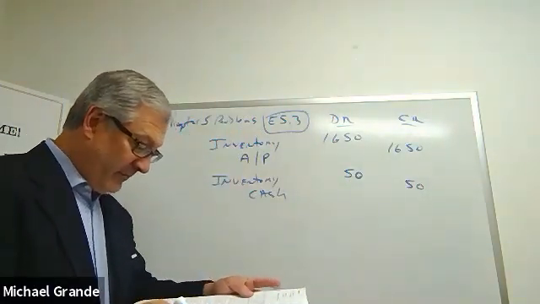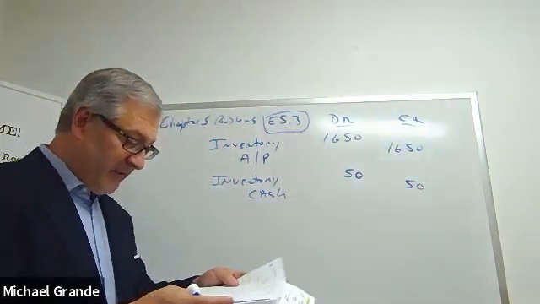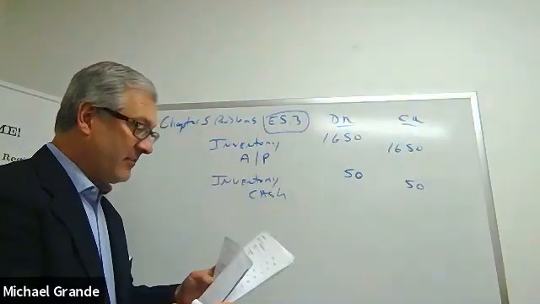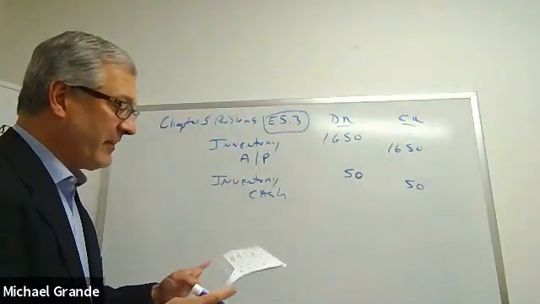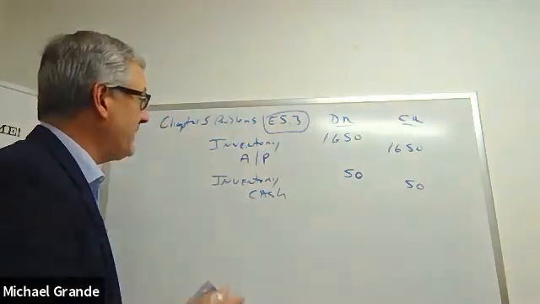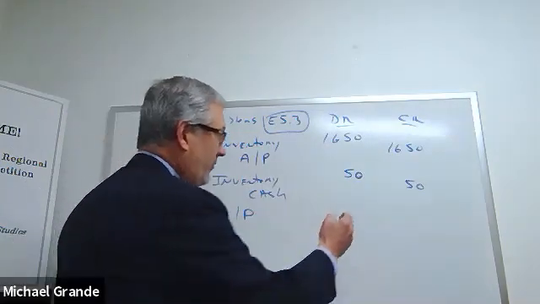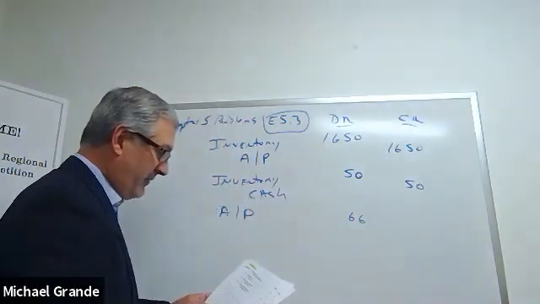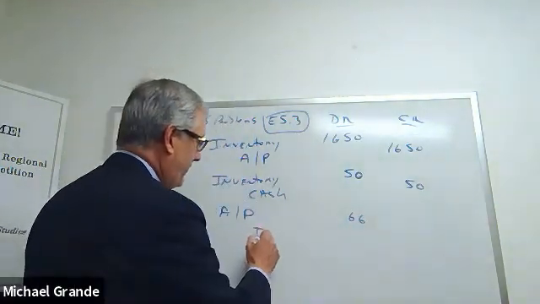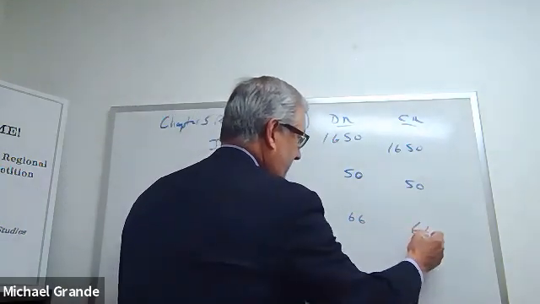On September 10th, returned calculators to Drago for $66 credit because they did not meet specifications. So they returned some of the inventory. So they don't owe $66 and the inventory is going to go down. So we're going to debit accounts payable for $66 and we're going to credit inventory for $66 as well.